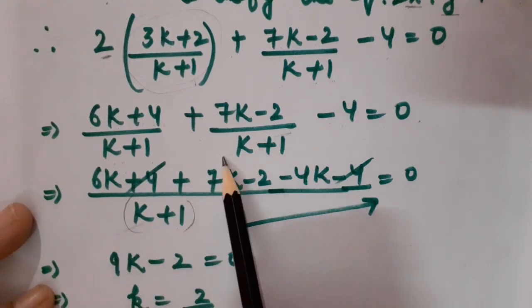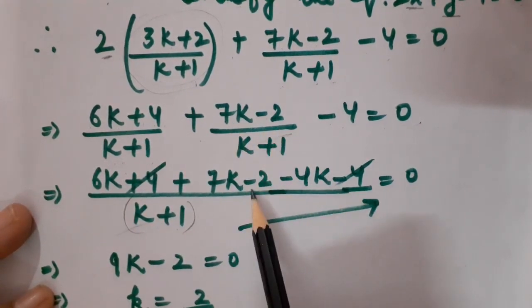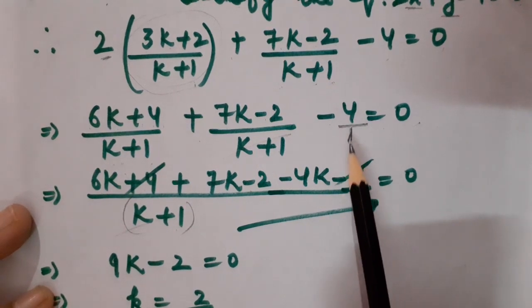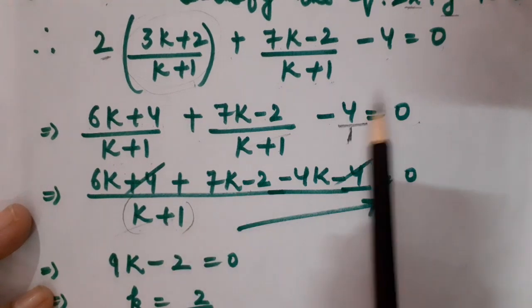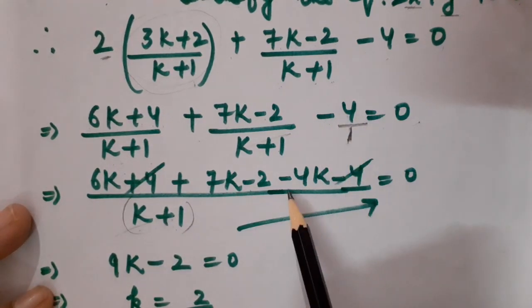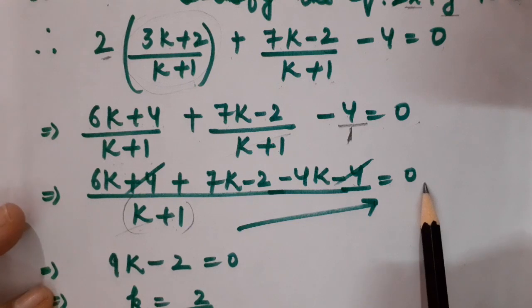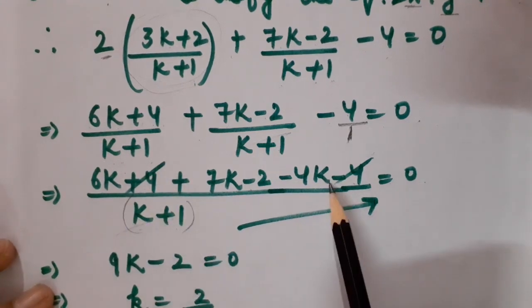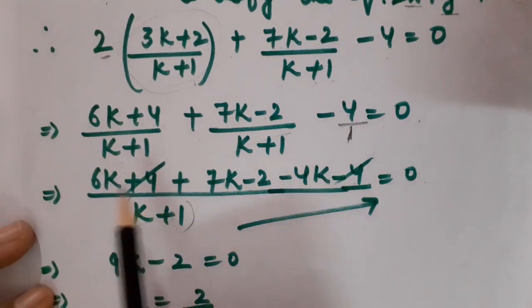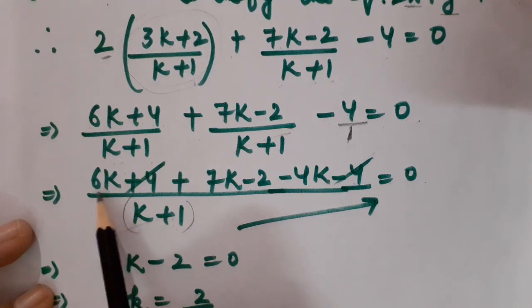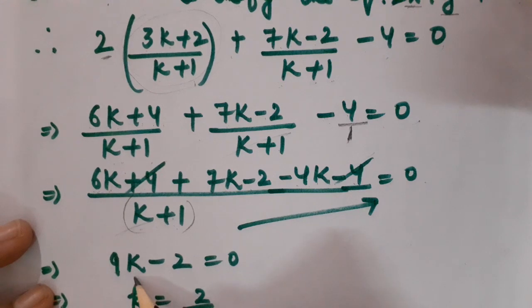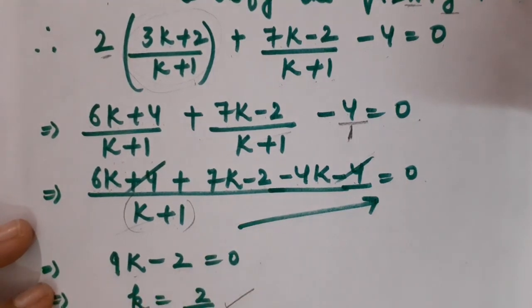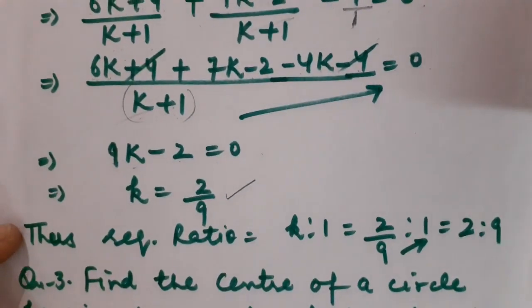Plus, similarly, they are going to be cancelled. This is 7k minus 2. This is 4 upon 1. Okay, when k plus 1 is divided by 1, you will be getting k plus 1. Multiply by minus 4, that is minus 4k minus 4 is equal to 0. Plus 4 and minus 4 are going to be cancelled. This is 6k plus 7k, that is 13k, minus 4k will give you 9k. And minus 2 is equal to 0. So what is the value of k? k is equal to 2 upon 9.